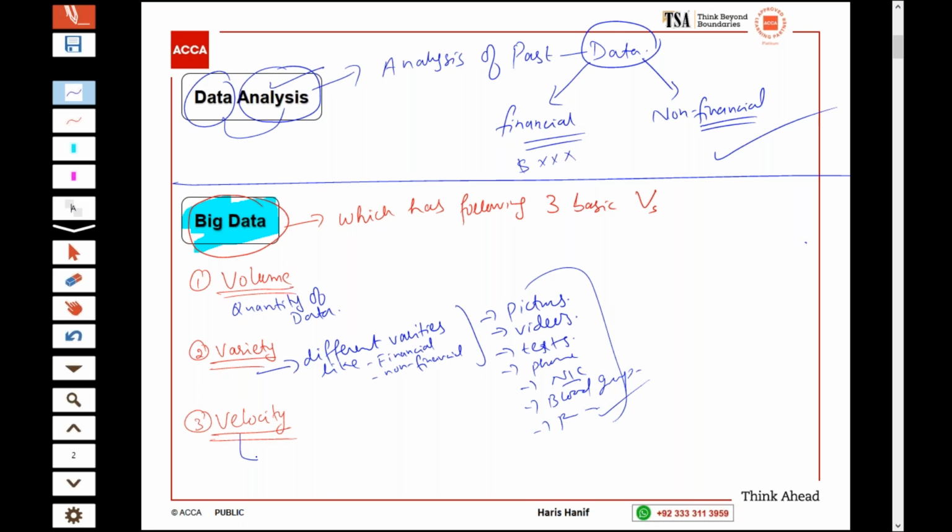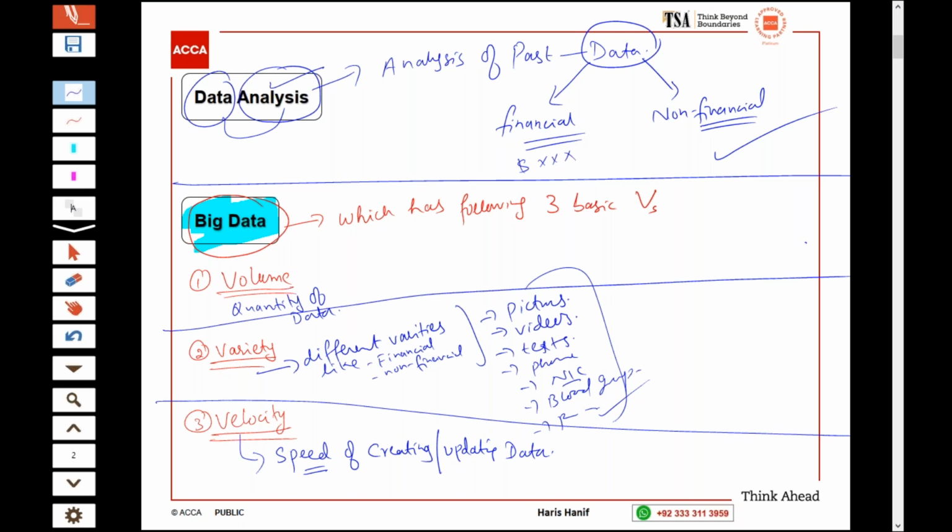And there is velocity. What is velocity? Velocity is the speed of creating and updating the data. I am giving you one simple example to understand the velocity.